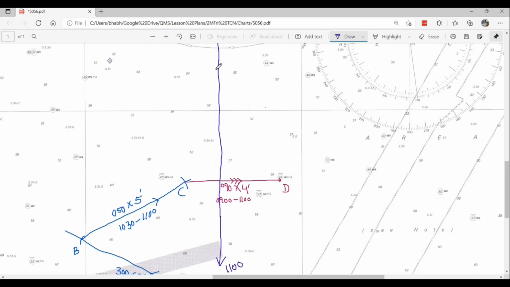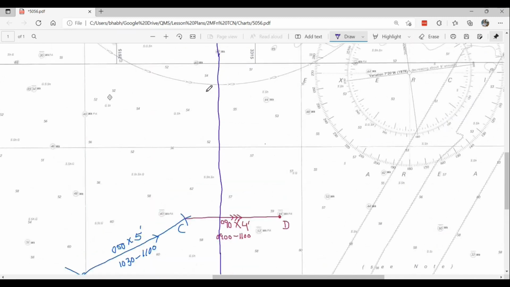So when I make an arc for 10 nautical miles, the arc cuts my 1100 PLs at a particular location. Let's assume the arc cuts here. You can call this as E point. So if I join this D to E, the magnitude of this vector is 10 miles, and whatever is the direction of this particular vector, that has to be my CTS between 9:30 to 10:30.